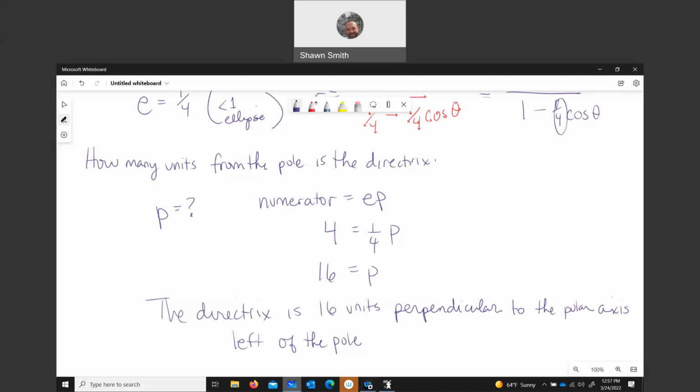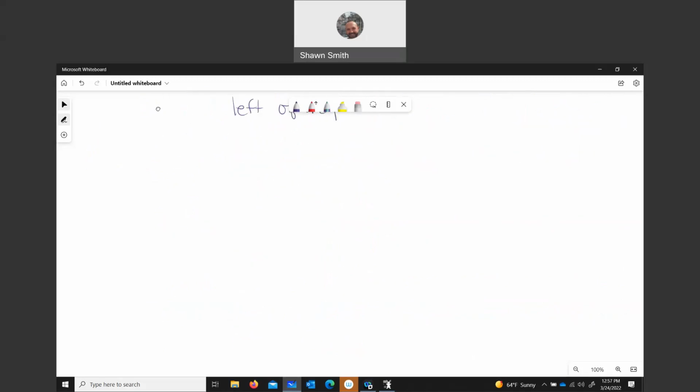All right, so here are all the different scenarios. Talked about 4 of them. r is equal to ep over 1 minus e cosine theta. Directrix.